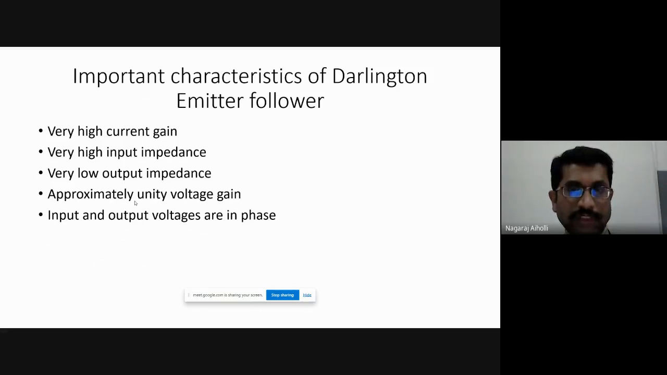Just now we saw that the voltage gain V naught by Vi is equal to 1, and the input and output voltages are in phase with each other. So the features of the Darlington emitter follower are: very high current gain, very high input impedance, very low output impedance, approximately unity voltage gain, and input and output voltages in phase with each other.